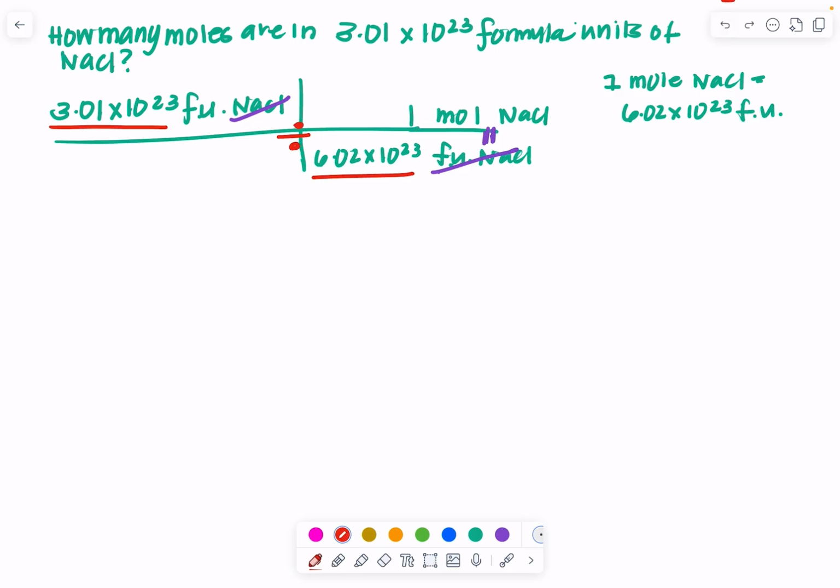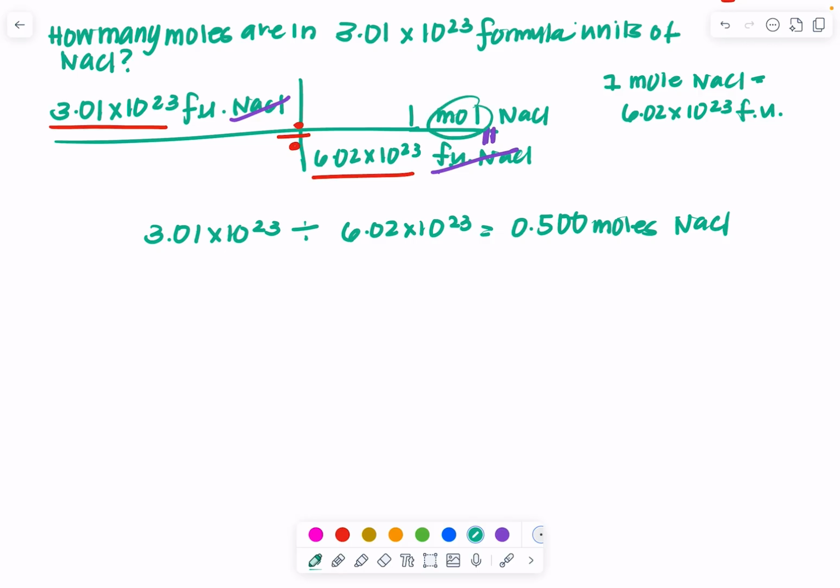So this math looks like 3.01 times 10 to the 23rd divided by 6.02 times 10 to the 23rd. That gives us 0.500 moles of NaCl. And again, we ended with moles, it didn't cancel.